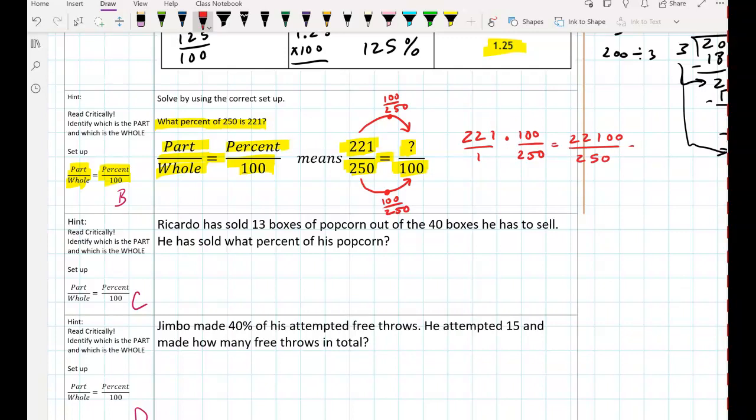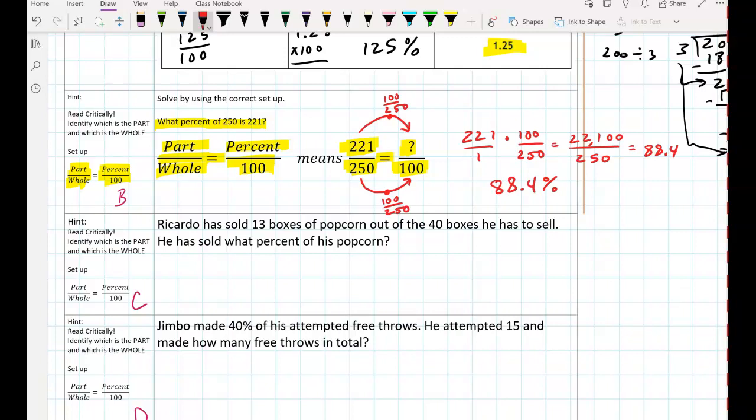And when I divide 22,100 by 250, I get 88.4. So that would be 88.4%. 221 is 88.4% of 250. Okay? Now that seems complicated, but it really isn't.